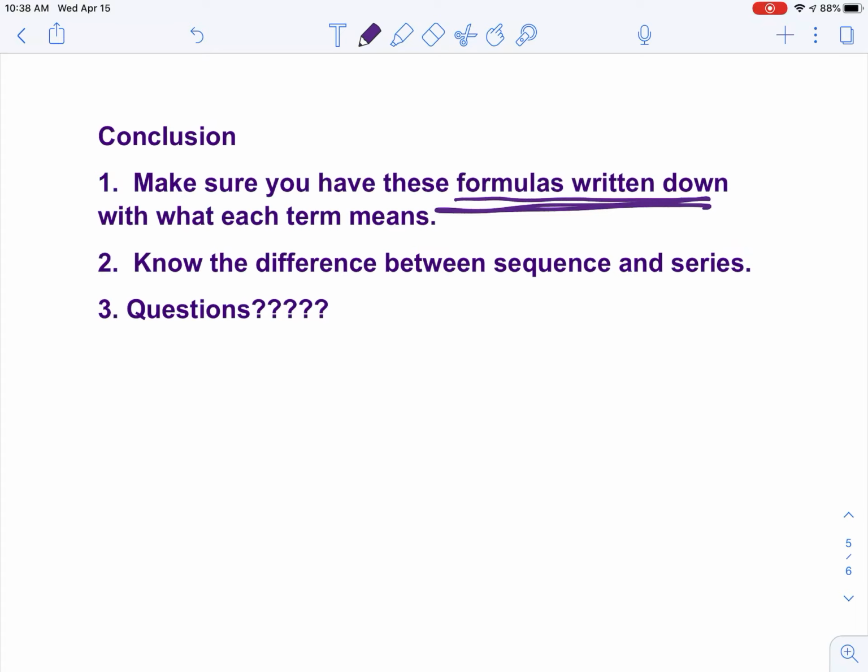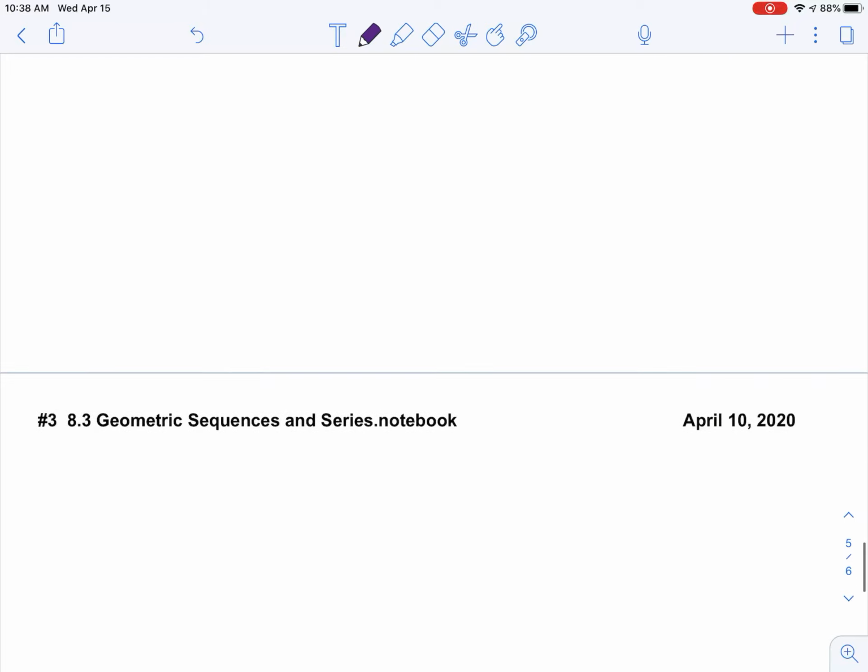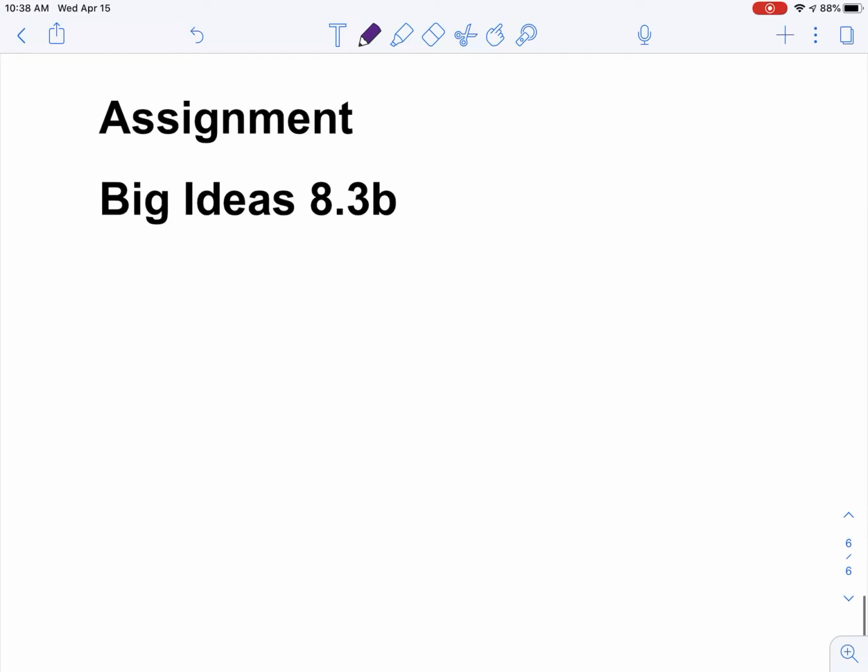All right, so make sure you have a formula sheet written down. Put whatever you need to know what goes into those formulas. The difference between a sequence and a series is a list of numbers. A series is that list added together, so it's the sum of the list. And your assignment is on big ideas, 8.3b. Don't forget, contact your teacher if you are needing more help. And we have this lesson, tomorrow's lesson, then a review.